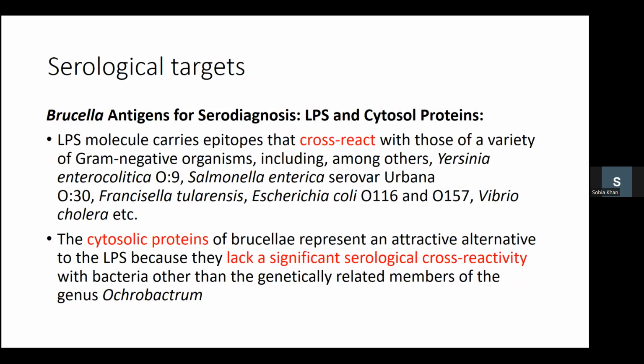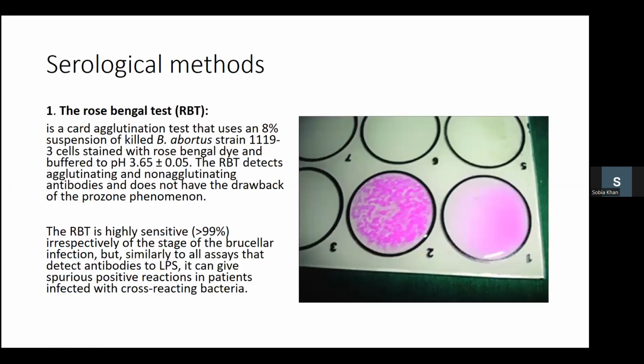Moving on to the serological targets. Basically, there are two serological targets for Brucella, the lipopolysaccharide and the cytosolic proteins. The limitation of lipopolysaccharide is that it may cross-react with a variety of other gram-negative organisms, so the chances of false positives are very high. Whereas cytosolic proteins lack significant serological cross-reactivity. However, they cannot differentiate Brucella from the genetically related members of Ochrobactrum.